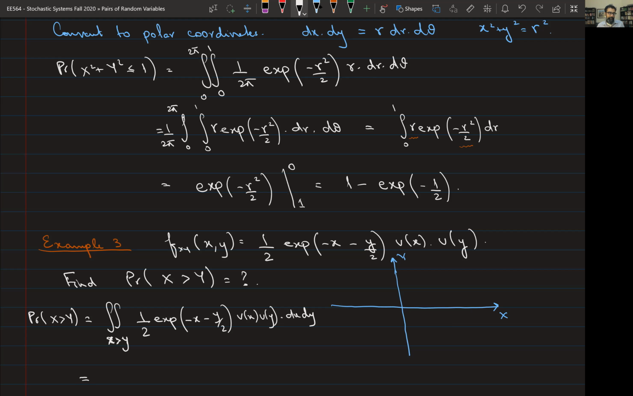सर वो फिर अगर डबल इंटीग्रल लिखेंगे x की लिमिट्स होंगी y to infinity क्योंकि x is greater than y, and for y we will take 0 to infinity because y u of y is.